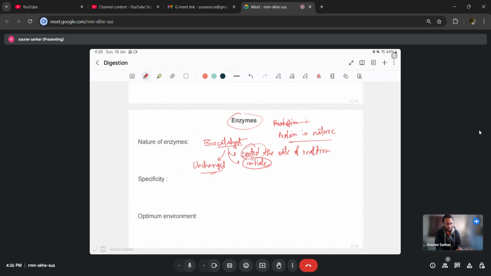And why are they called bio? Because enzymes are mostly found in biological components, or you can say living or biotic components. Enzymes are present in biotic components, so that's why they are known as biocatalysts.